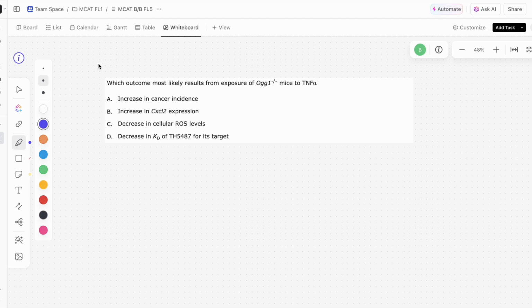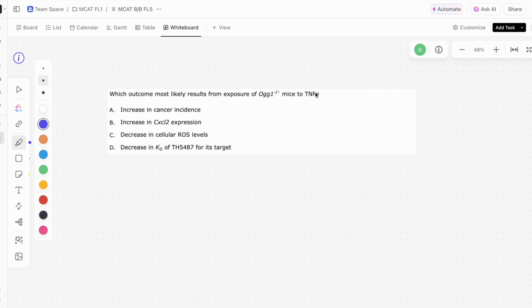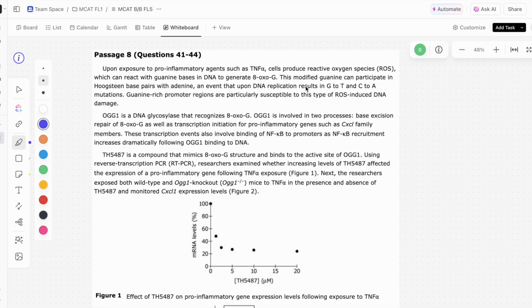This is passage 8. This is question 41. It asks, which outcome most likely results from exposure of these mutant mice to TNF alpha? So let's look at what OGG1 is in the passage and its relevance or its relation to TNF alpha.